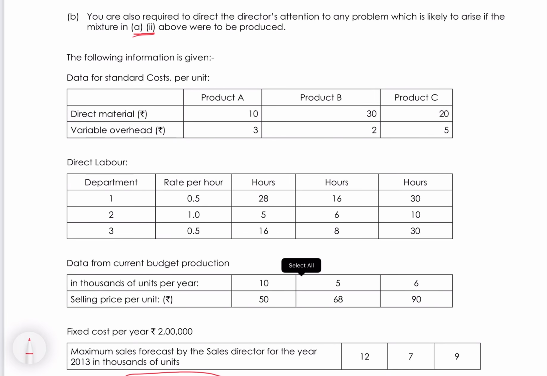Data for standard costs per unit. Direct material: product A, product B, product C. Direct material 10, 30, 20. Variable overhead 3, 2, 5. Direct labor, departments 1, 2, 3. Rate per hour 0.5, 1.5. Hours 28, 16, 30; 5, 6, 10; 16, 8, 30. This is for each product A, B and C.